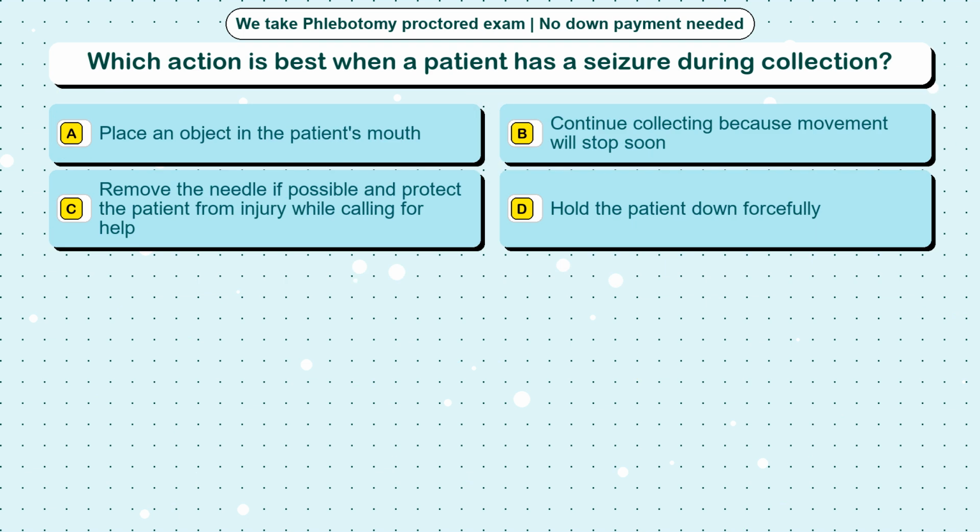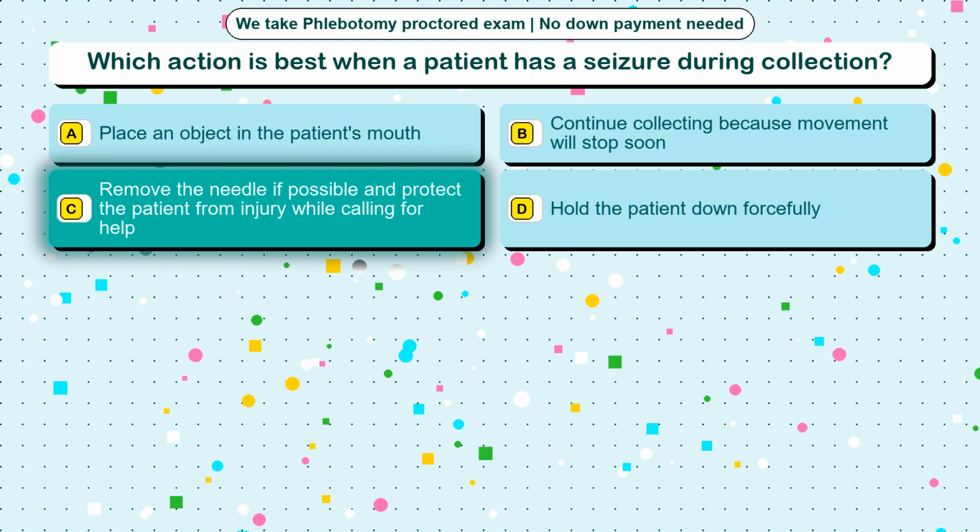Question 66. Which action is best when a patient has a seizure during collection? Option A. Place an object in the patient's mouth. Option B. Continue collecting because movement will stop soon. Option C. Remove the needle if possible and protect the patient from injury while calling for help. Option D. Hold the patient down forcefully.